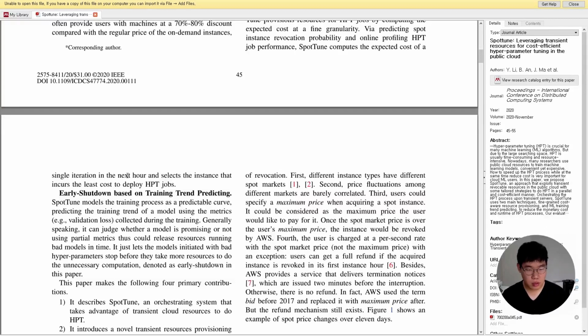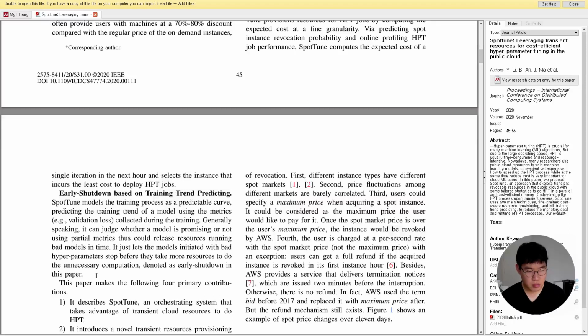Early shutdown based on training trend predicting. SpotTune models the training process as a predictable curve, predicting the training trend of the model using the metrics, for example, validation loss, collected during the training. Generally speaking, it can judge whether a model is promising or not using partial metrics, which lets it release resources running bad models in time. It lets models initiated with bad hyperparameters stop before they take more resources to do unnecessary computation, denoted as early shutdown in this paper.